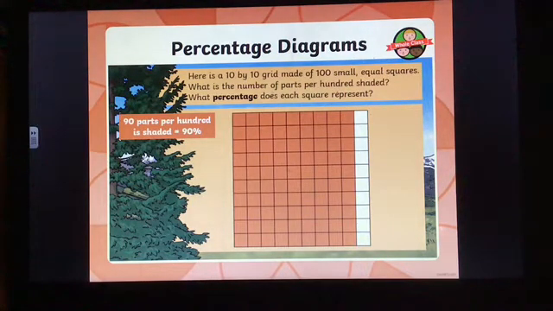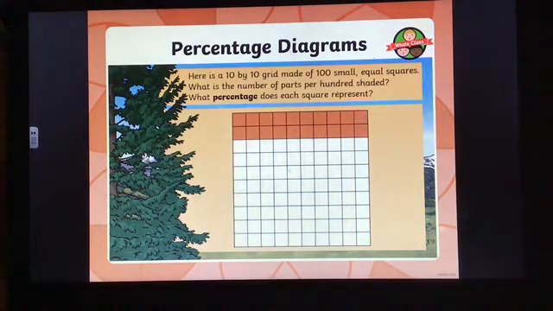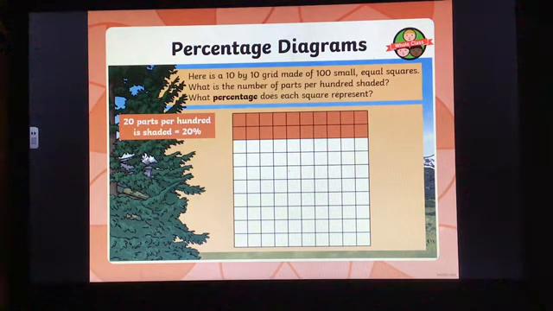Okay, let's look at the next diagram together. So this time, if I were to count the squares, I'll give you a moment to count them. How many squares out of 100 are shaded in this time? Okay, so there's 20 shaded in, 20 out of 100, or I could say 20%.